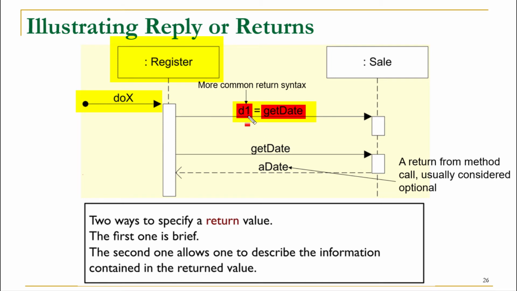Another way of representing a return value is with the dotted or dashed line. So when you call this get date message, it shows that in response a date is being returned as the return value. So these are two different possibilities of representing reply and returns, but this first one here is the most common way to do that. In addition, you must know that representing the responses or return values is actually considered optional.